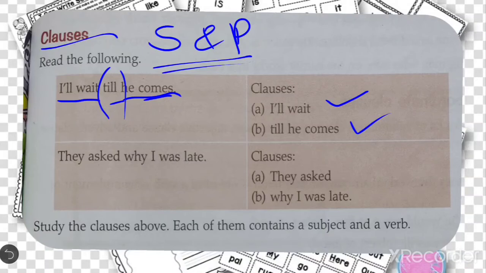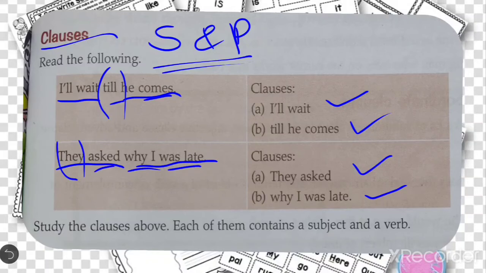Look at the next one. They asked why I was late. They asked is one clause, and why I was late is another. They is a subject, asked is a predicate. I is a subject, was late is a predicate. They asked why I was late. Both are clauses. Both clauses make a meaningful sentence when they are together.